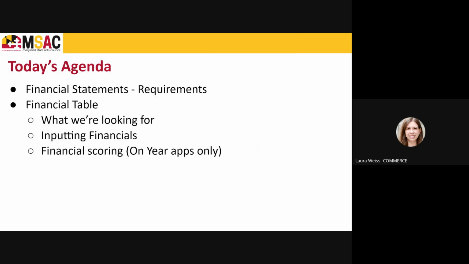So what we're going to go through today, we're going to talk briefly about the financial statements and what is required for your organization. And then we're really going to break down the financial table that is part of the application. So we're going to talk about what we're looking for. We're going to talk about how to input those financials into the table. And then we're going to talk about the financial scoring that is associated with the on-year application only.